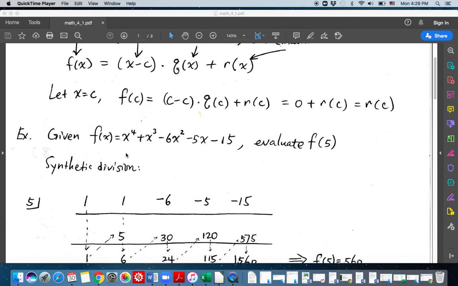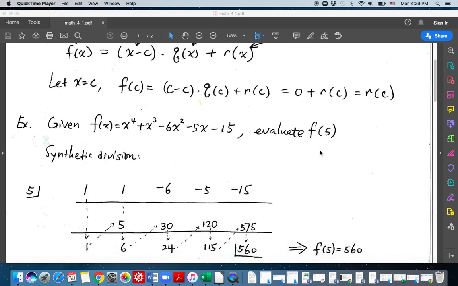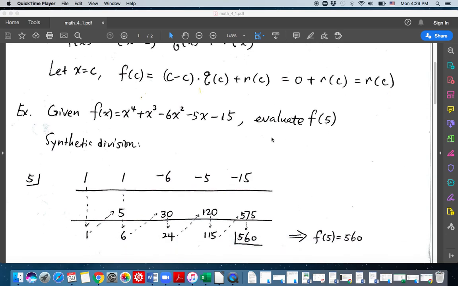So consider a polynomial which is a quartic polynomial, meaning a fourth degree polynomial, in this form, and we want to evaluate f of 5. The remainder theorem says to evaluate this number, we can simply divide this polynomial by a linear factor being x minus 5 and determine what the remainder is going to be. The remainder is going to be a constant. That constant is going to be the function value. So, synthetic division.